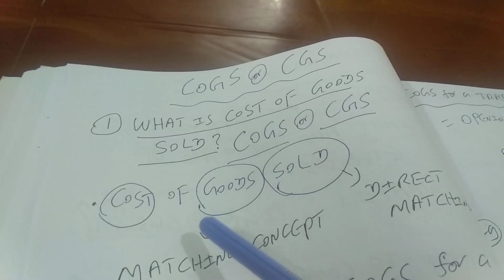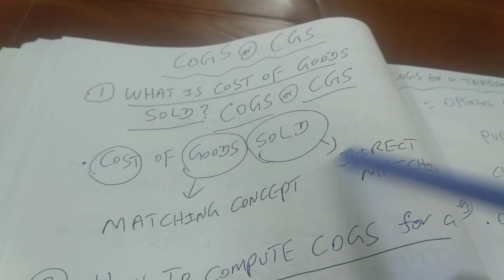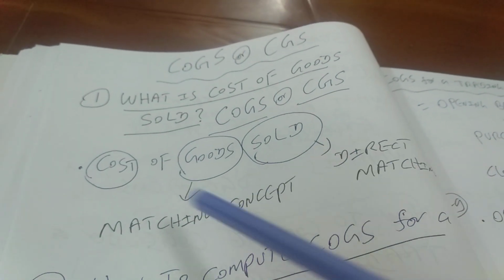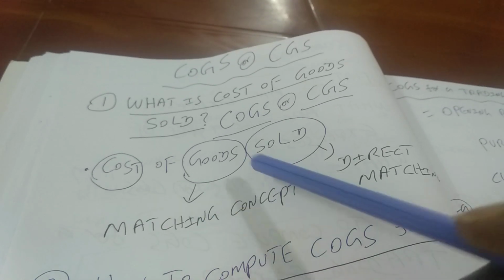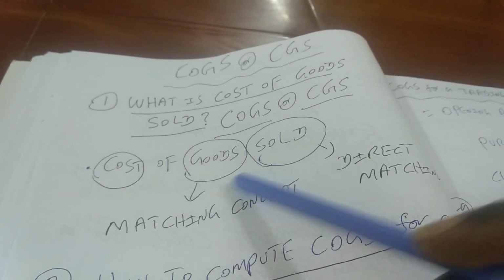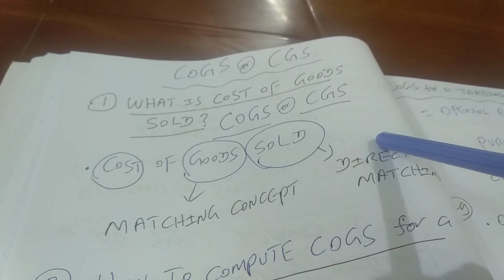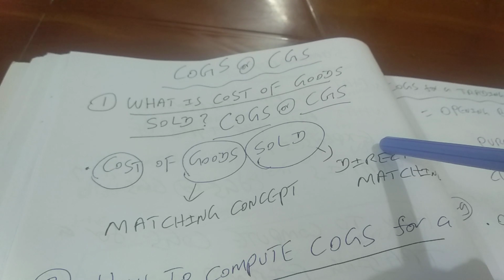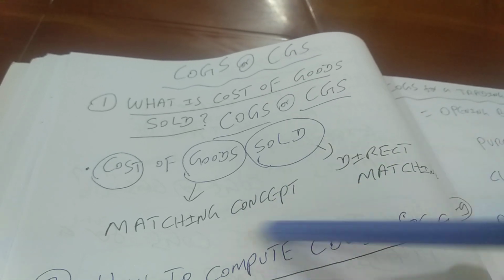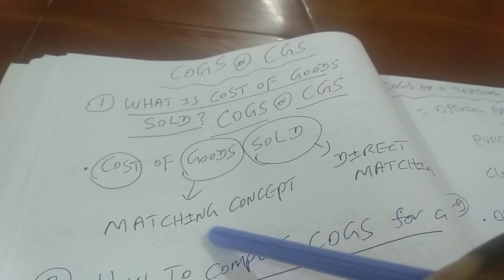Yeah. So coming to the topic, cost of goods sold. There are 3 words here. Word number 1 is cost, second one is goods, third one is sold. So it is not cost of goods produced, it is not cost of goods purchased, it is cost of goods sold. It is going to be reported in the income statement under direct matching, under the matching concept.